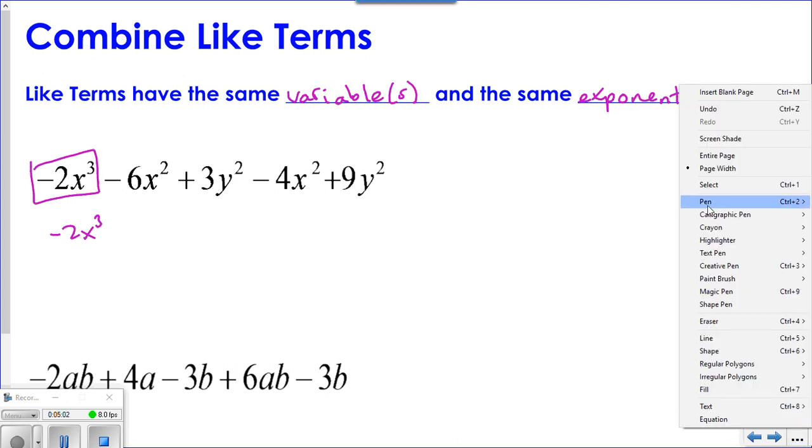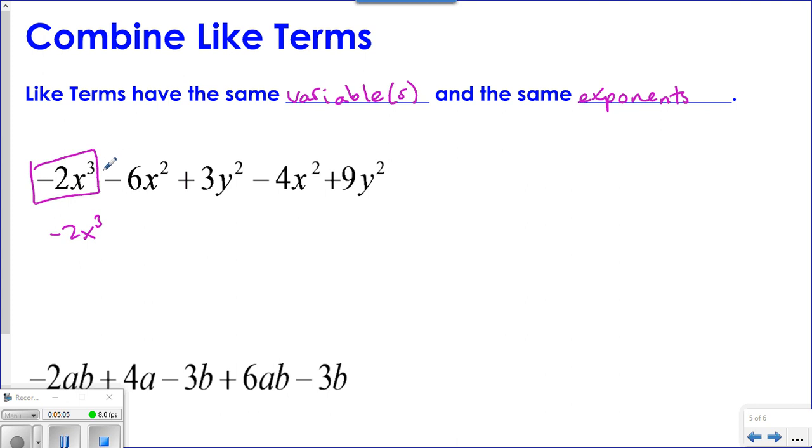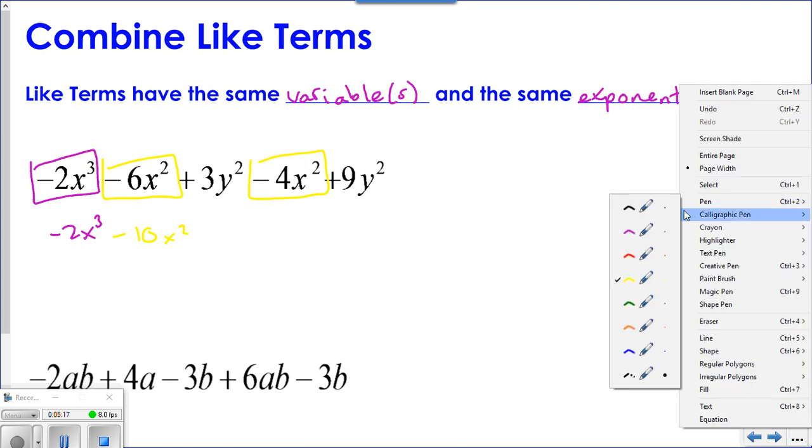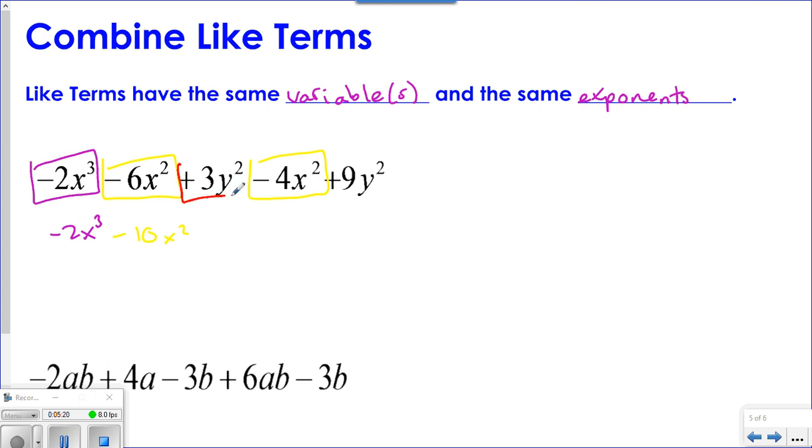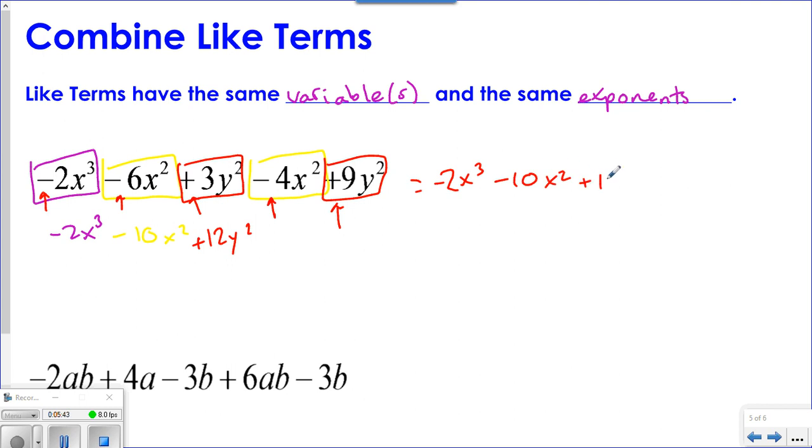Then we move on to the next term. So we have negative 6x squared. We also have negative 4x squared. We combine the coefficients. We have negative 10x squared. Then we move on to the next term. We have 3y squared. So we take that, and we take the 9y squared, and altogether we have positive 12y squared. Notice that when I box those, I include the sign that's to the left of the number. That's because that is the sign that goes with that coefficient, and we want to make sure that we keep that sign attached to that digit. So this final answer would be negative 2x cubed minus 10x squared plus 12y squared.